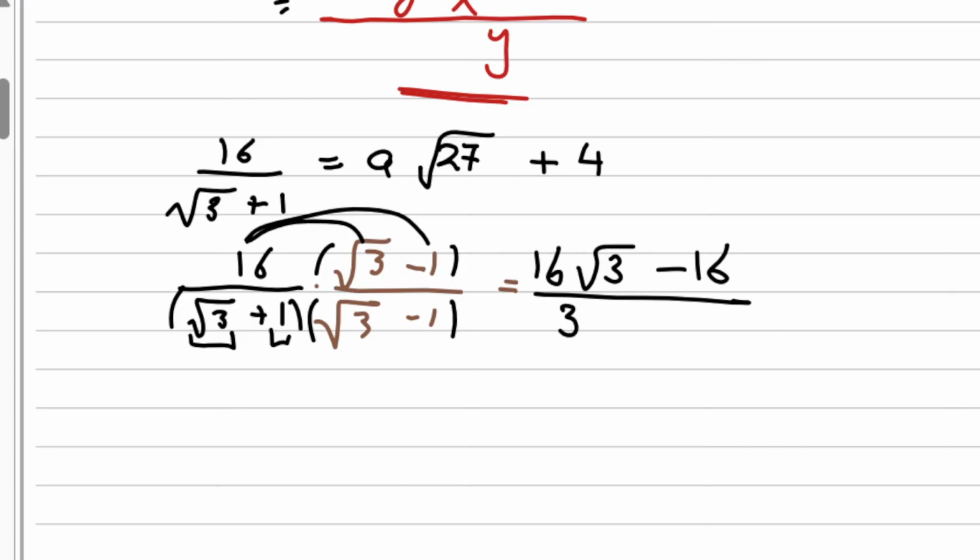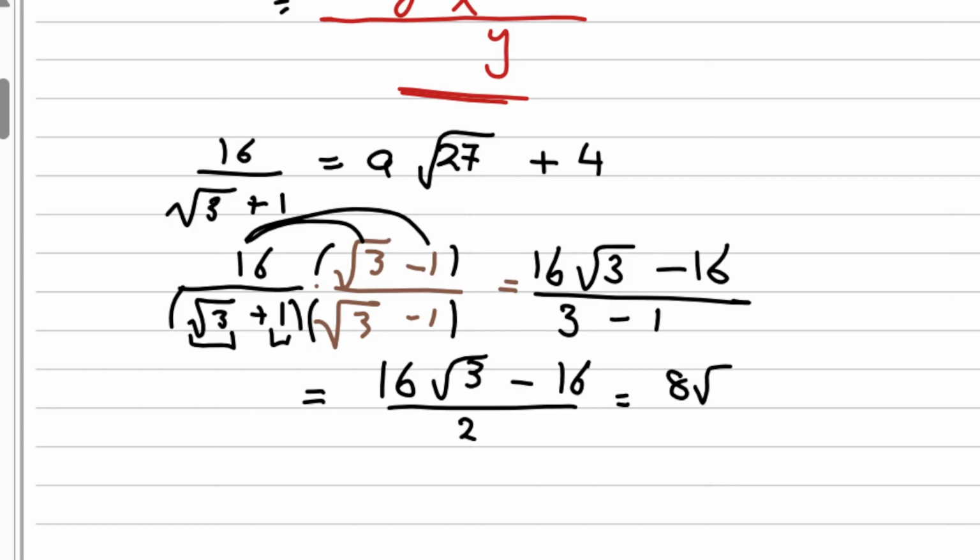It's just 3. What's 1 squared? It's 1, so it's just 3 minus 1. And that's divided by... Now let's leave the numerator, 16 root 3 minus 16, divided by 2. 3 minus 1 is 2. Now let's divide everything by 2. It's going to be 8 root 3 minus 8. That's very good. We can't do anything on this side. Let's leave it like that.